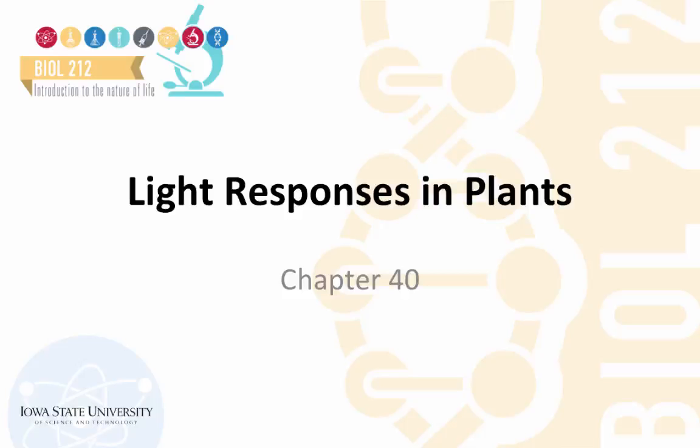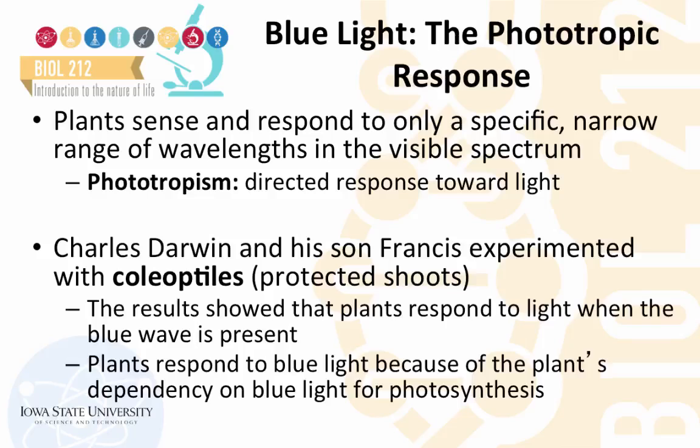In this video, we learn about light responses in plants. Plants sense and respond to only a specific narrow range of wavelengths in the visible spectrum. The phenomenon of directed response toward light is known as phototropism. This phenomenon was first studied by Charles Darwin and his son Francis.